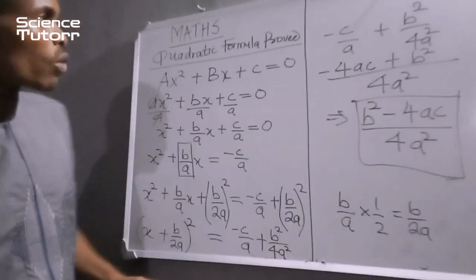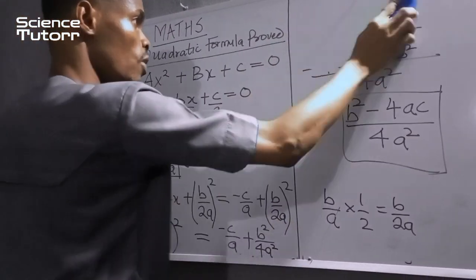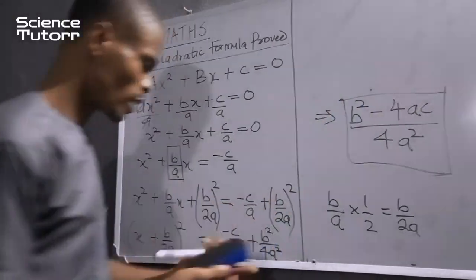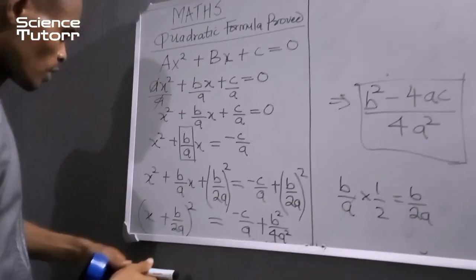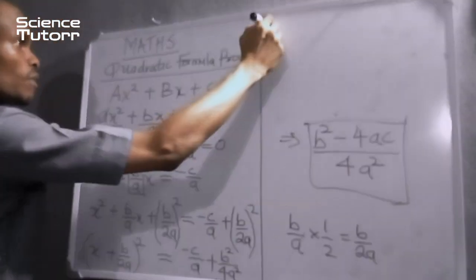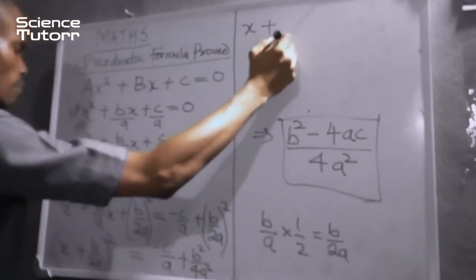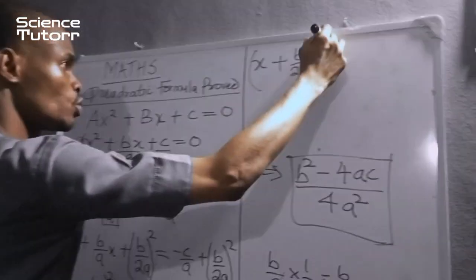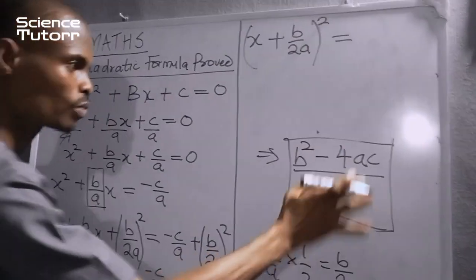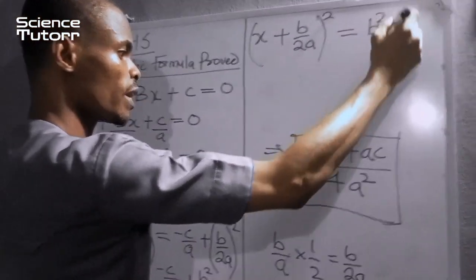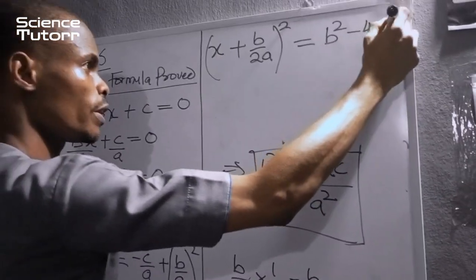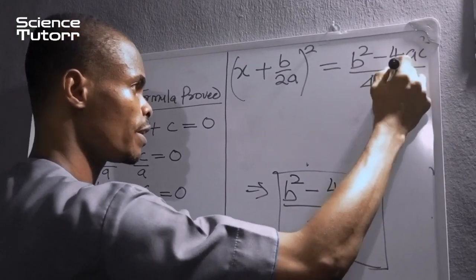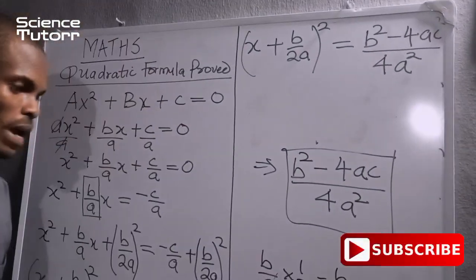So what we are going to get on the right hand side, we are going to get something like this. I'll bring this part of the equation: x plus b over 2a, raised to power 2, is equal to b squared minus 4ac all over 4a squared. So I can write this.